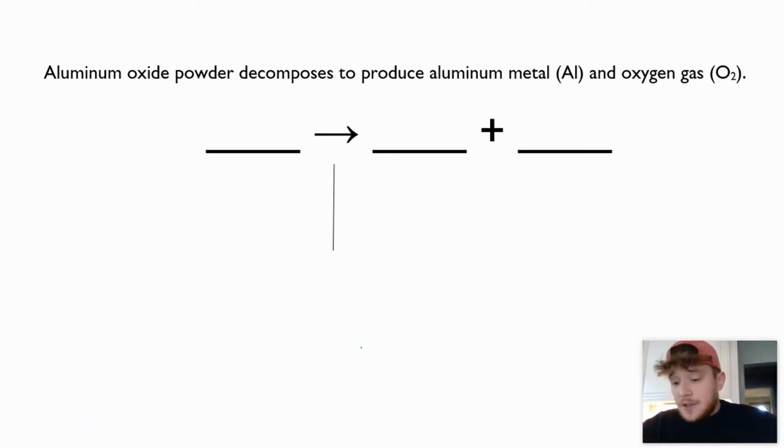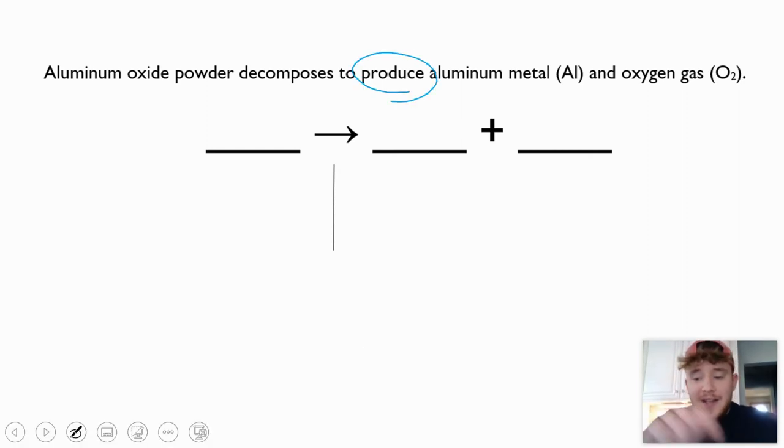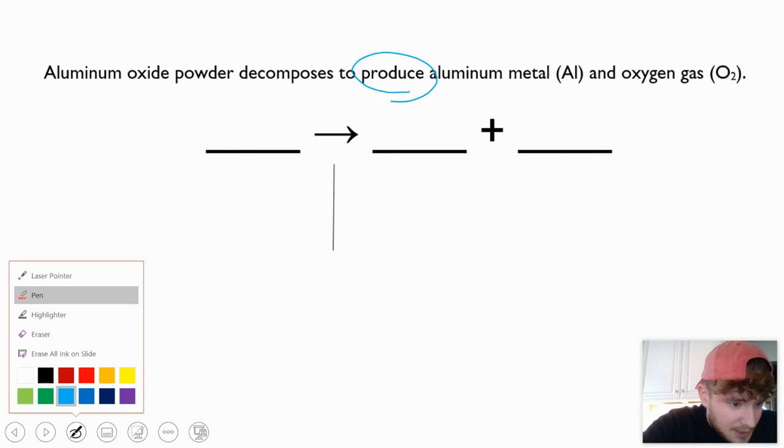All right, first thing first, you're going to read your equation and interpret what's going on. So what are your reactants? What are your products? It says aluminum oxide powder decomposes to produce aluminum and oxygen gas. Okay, so you see the word produce here. That's a key word that tells you, if it's being produced, those are probably going to be my products. So if those are your products, then we're going to be putting those there.